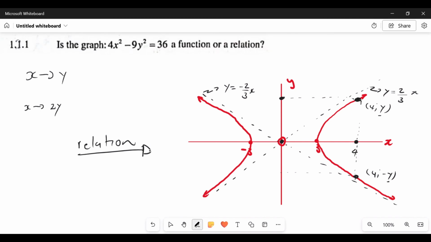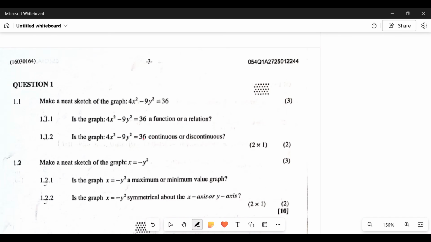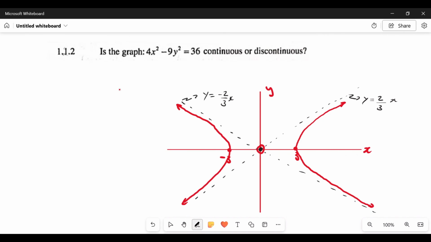All right, we are done with 1.1.1. How about we do 1.1.2? Let's look at 1.1.2. Now we're going to copy this 1.1.2, paste it next to the graph, and let's try to explain the answer there. All right, guys, let's look at 1.1.2. What is it that they want here? The question goes like this. Is the graph of 4x squared minus 9y squared equal to 36 continuous or discontinuous?